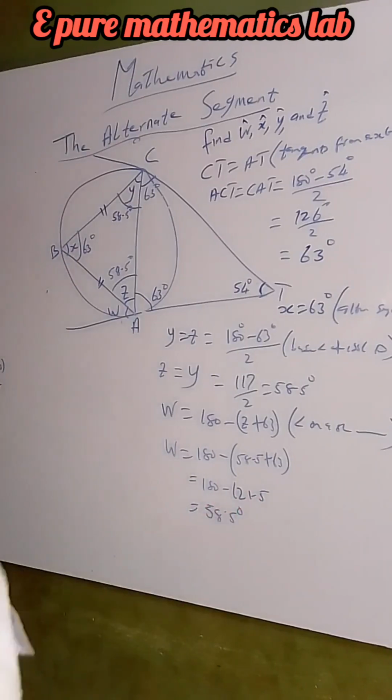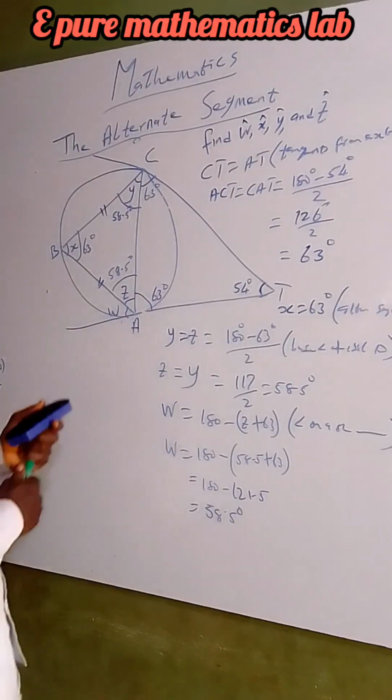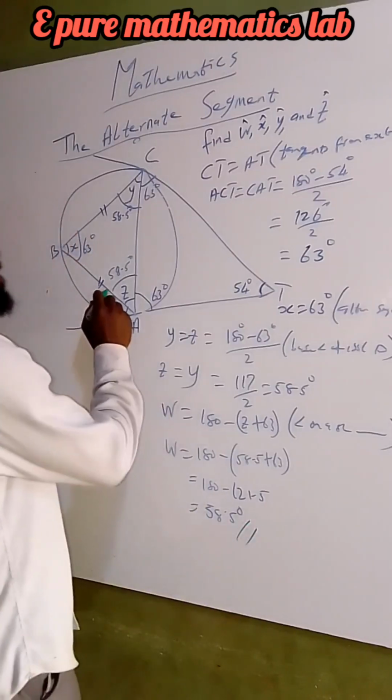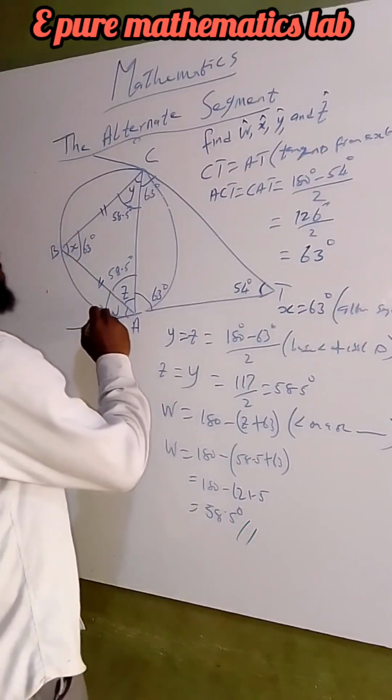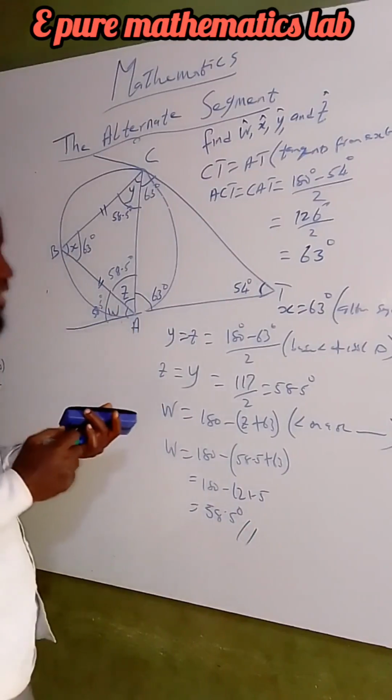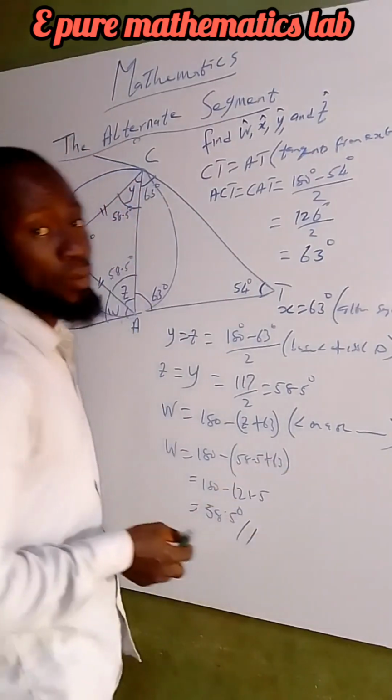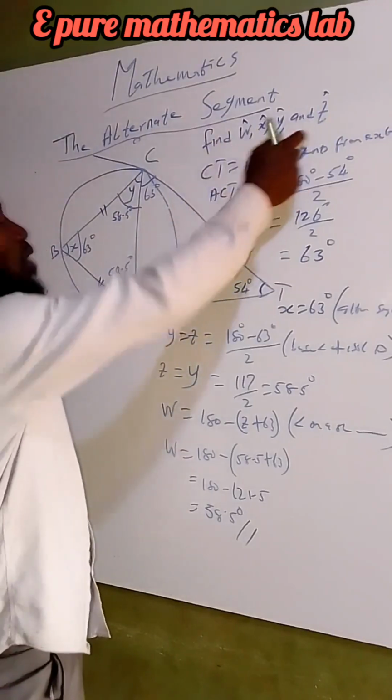And that will now give us what? 58.5 degrees. Meaning that this is also 58.5 degrees. Then today we've talked about how to find the value of w, x, y, and z in this.